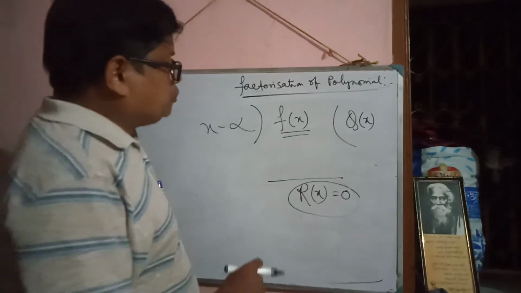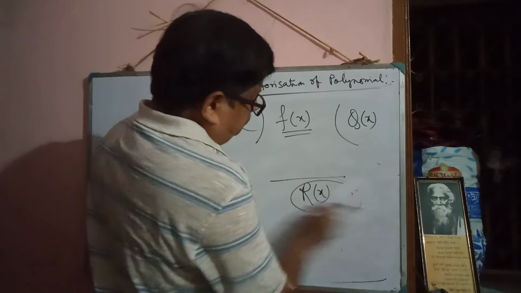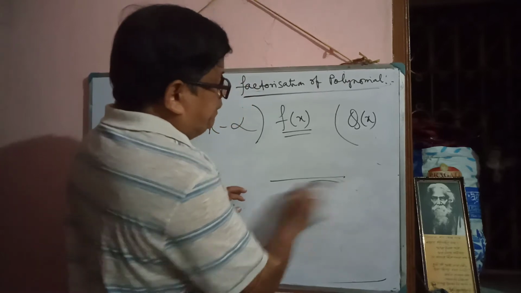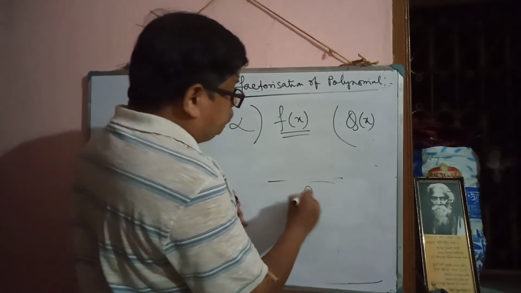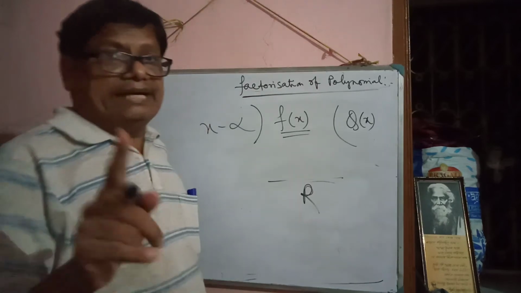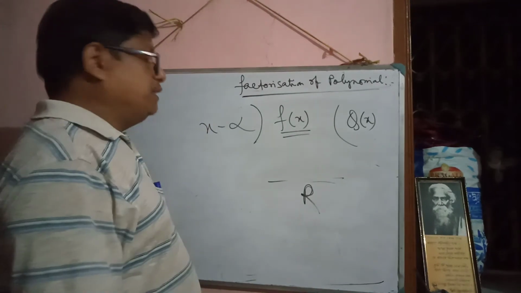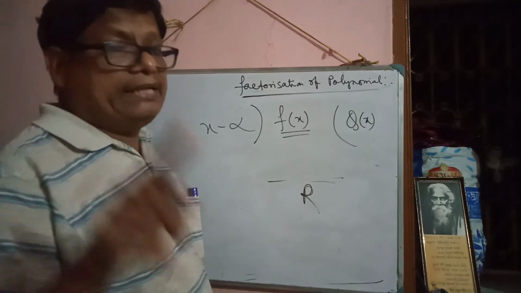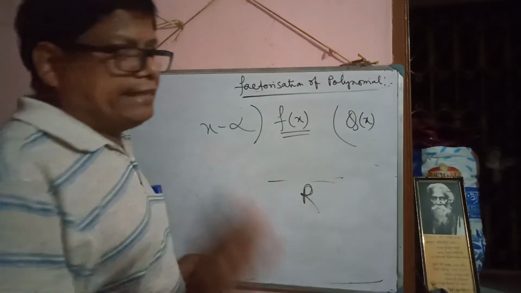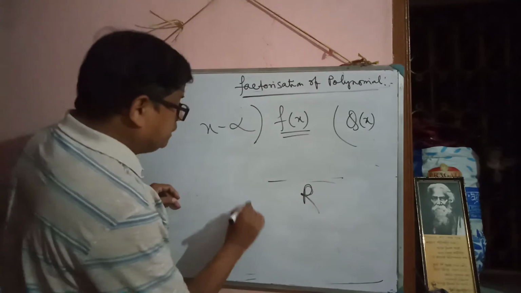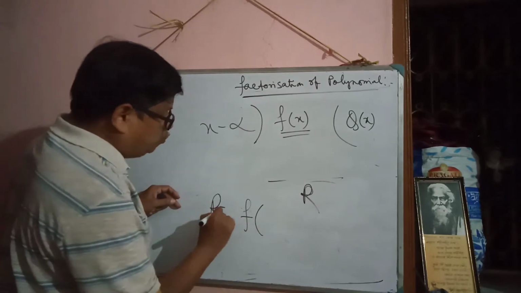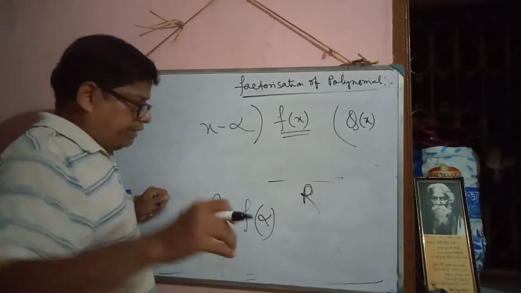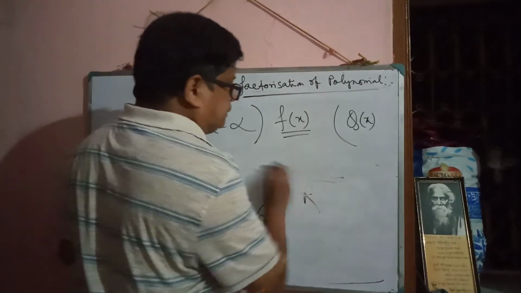Again, suppose a remainder is there, then we can say this is the remainder theorem. This is if a remainder is there. So this is called the remainder theorem. Suppose the remainder is f of alpha, then you can say the remainder r equals f of alpha. Wait, suppose I give one example, then you can understand.